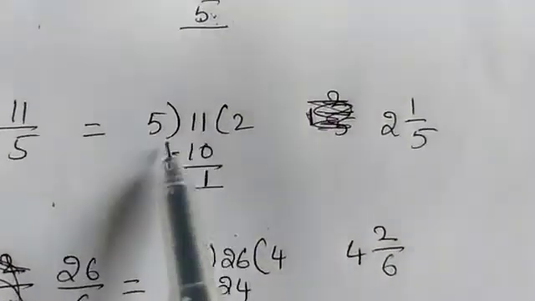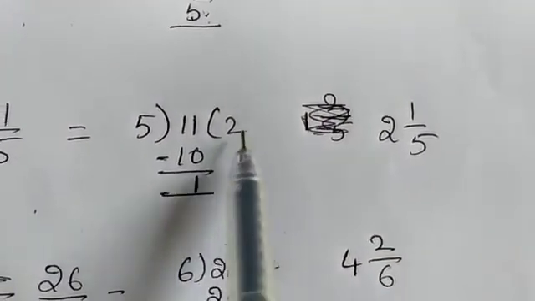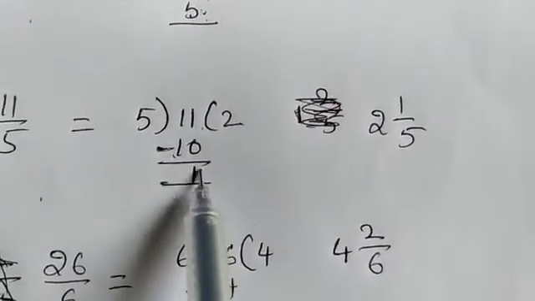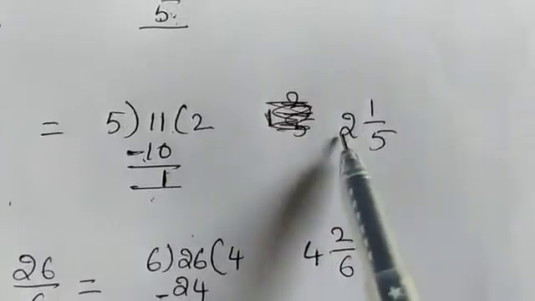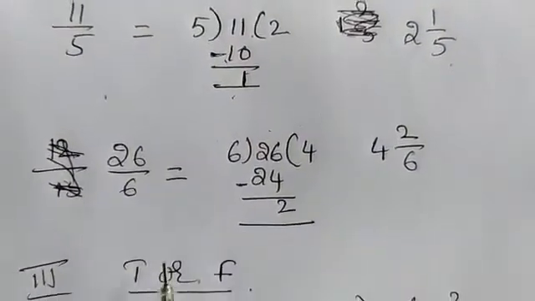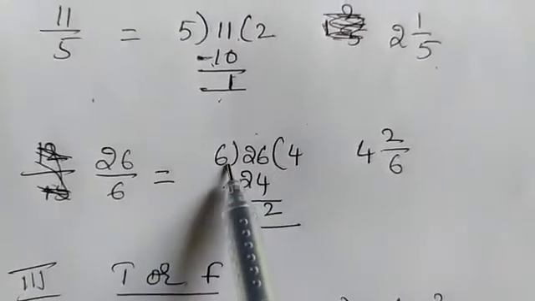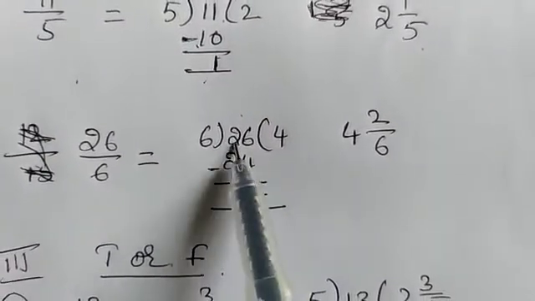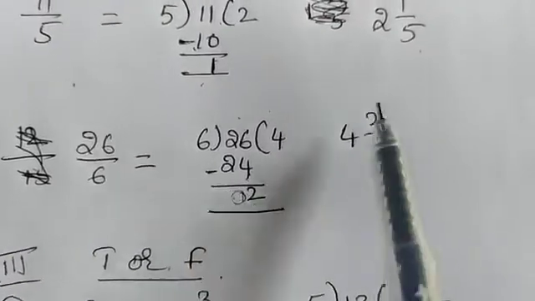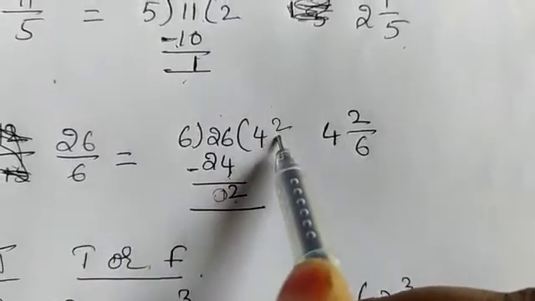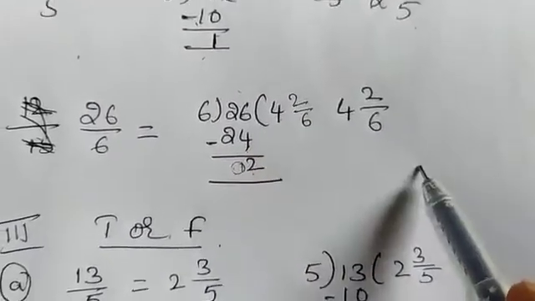11 by 5. When you divide 11 with 5, 5 twos are 10. When you subtract 11 minus 10, you will get 1. So 2, 1 by 5 is the mixed fraction. Last one is 26 by 6. 6 fours are 24. 26 minus 24, 2. 2 minus 2, 0. So what is the mixed fraction you can write here? 4, 2 by 6 is the mixed fraction.